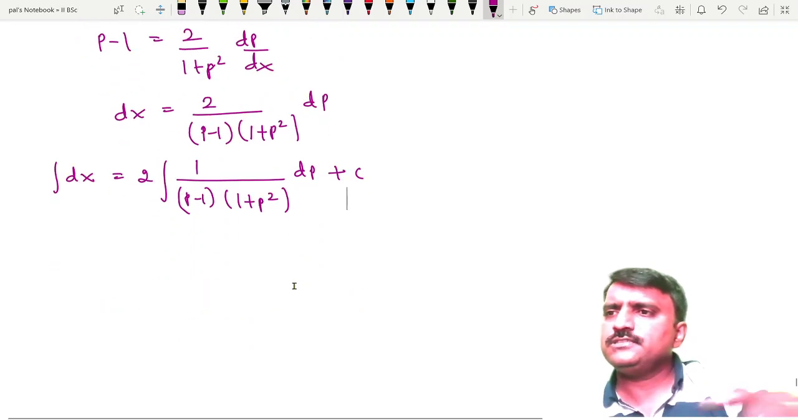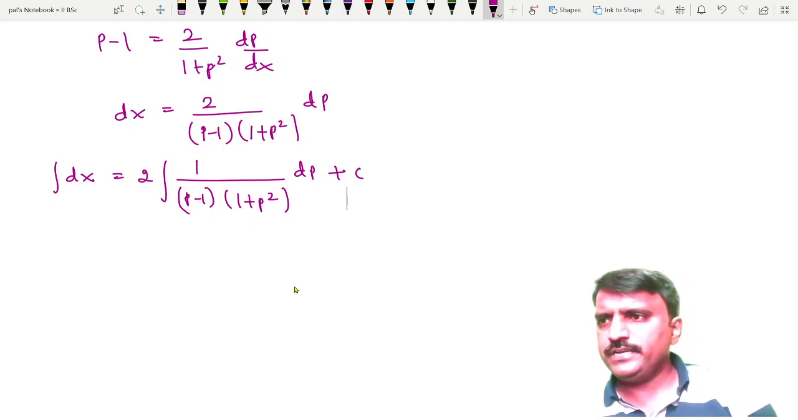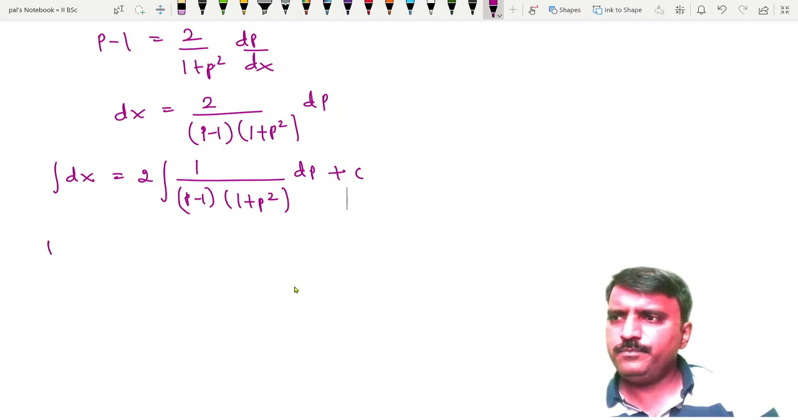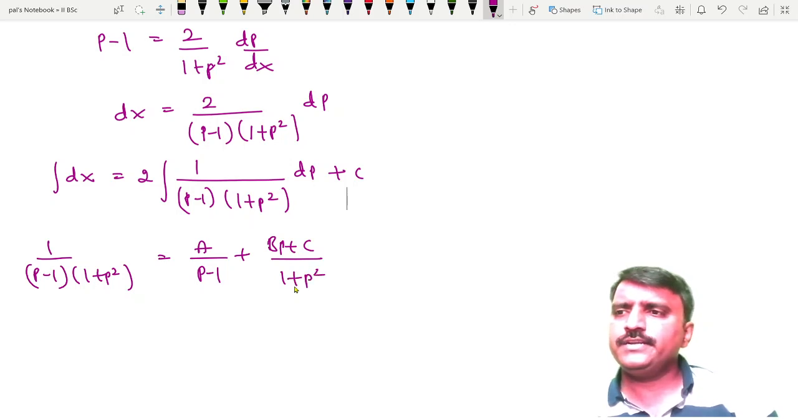Okay, resolve this into partial fractions. It is a proper fraction. So now you can write 1 by p minus 1 into 1 plus p square as A by p minus 1 plus Bp plus C by 1 plus p square, because it is of degree 2.